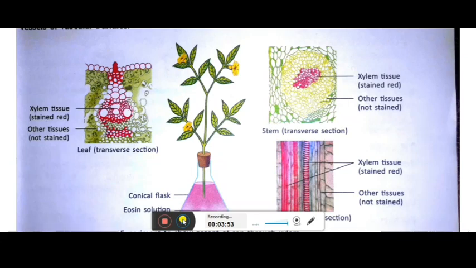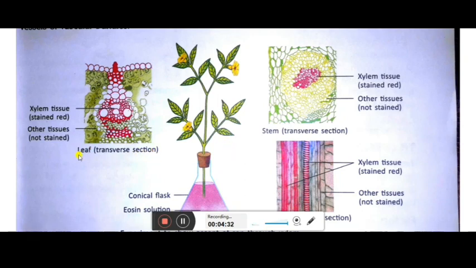Leave this setup undisturbed for 2 to 3 hours. Then we will observe the flowers and the leaves. After 2 to 3 hours, take the twig out and cut the stem lengthwise, or vertically, and observe what portion of the stem has become colored. The stem will be cut lengthwise and also widthwise, that is, a transverse section of the stem and of one of the leaves.